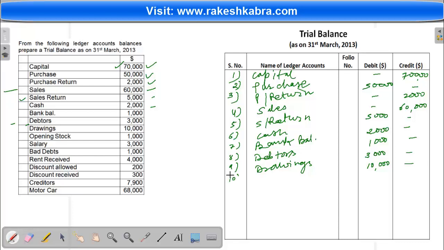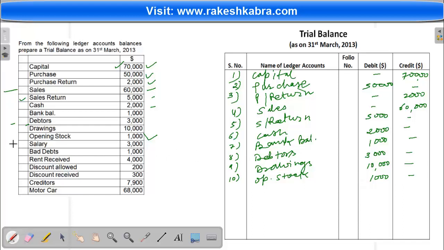Now next account is which one? Opening stock. You know opening stock, the goods lying in our business on the first day. That is opening, and opening stock always shows a debit balance. So put the amount in the debit column. Later on in detail we will discuss why opening stock always shows a debit balance.